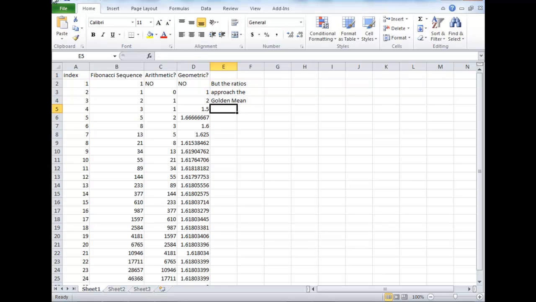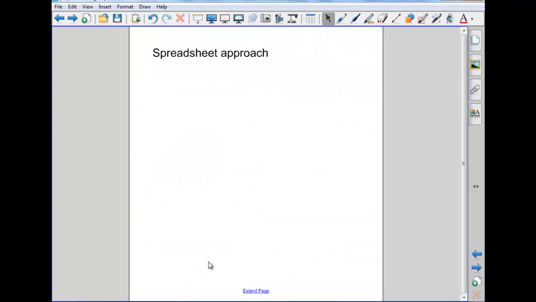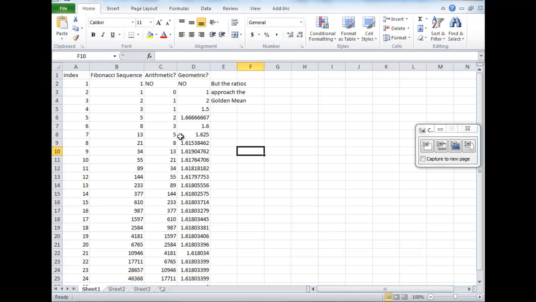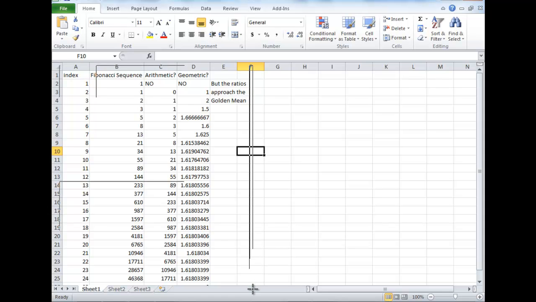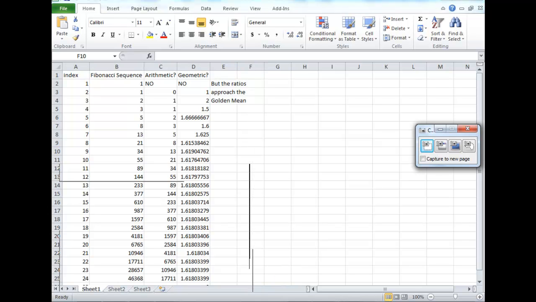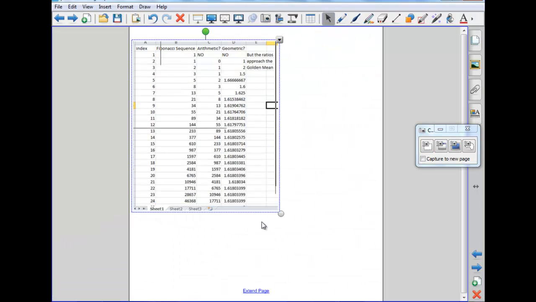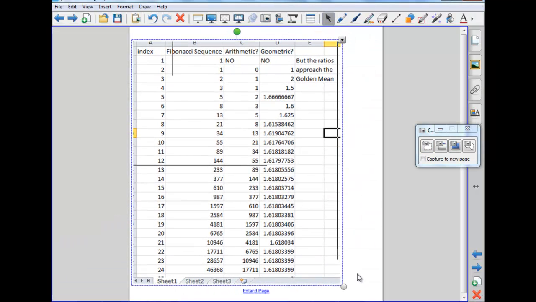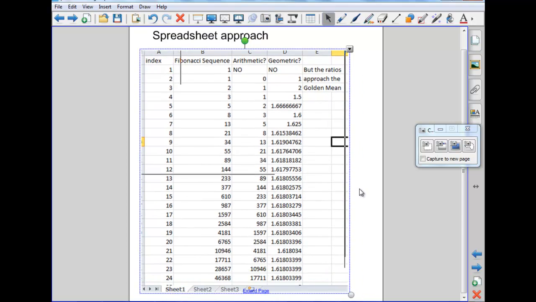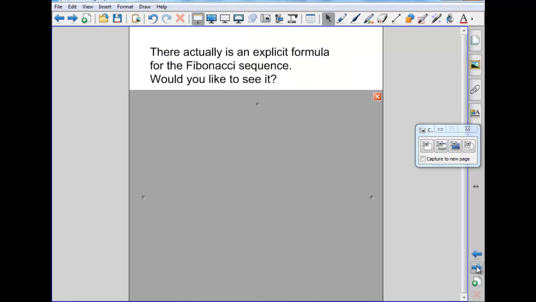Okay? All right. Back to the notes, people. Let's take a picture of your beautiful sequence. The light is still on. Excellent. Capture. Thank you for your patience. We did a little extra with the spreadsheets today. There's our spreadsheet approach. Okay, now to the notes.